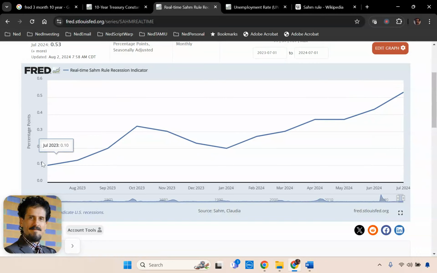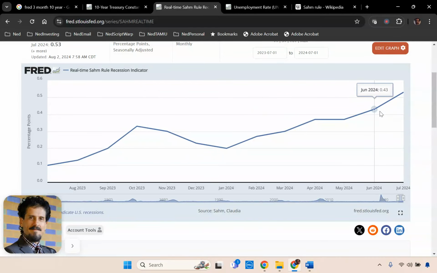So the minimum value in the past 12 months is this 0.1. The current value is 0.53. When this value is 0.5 greater than the minimum, that indicates the beginning of a recession. And as we can see, we are very close to that.